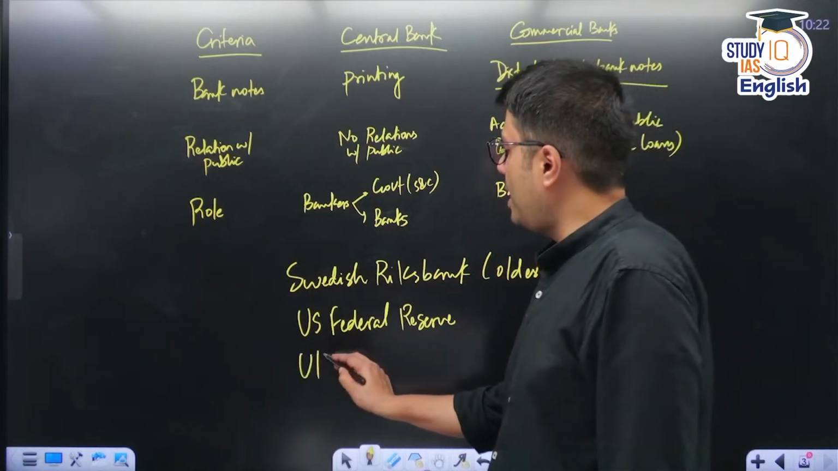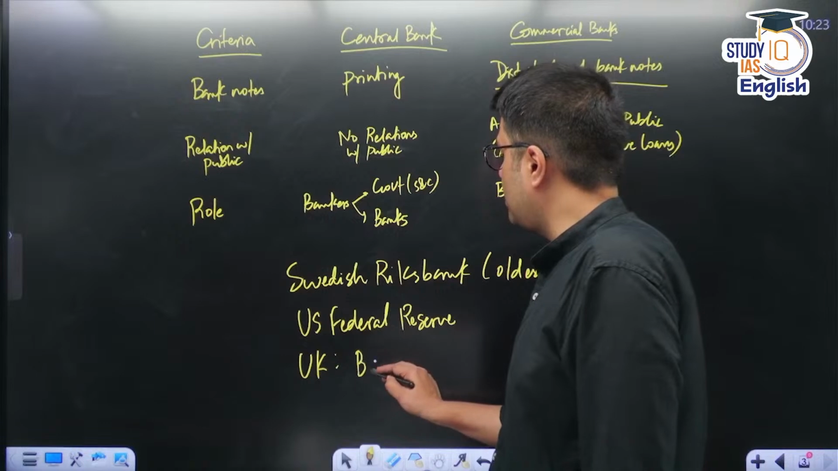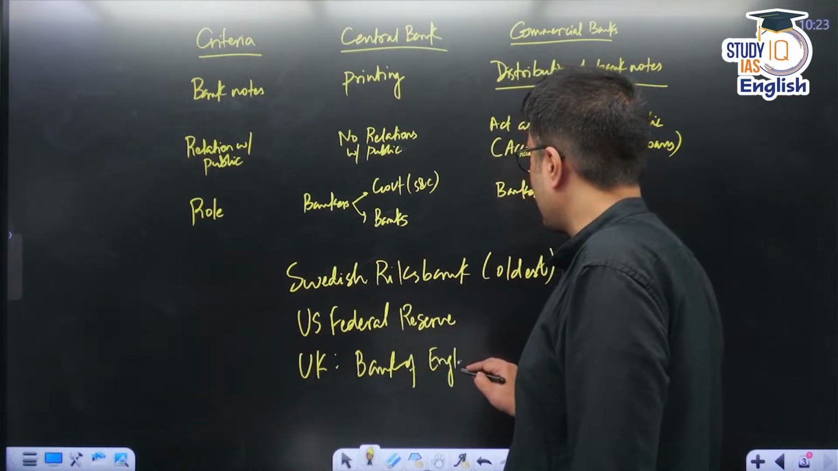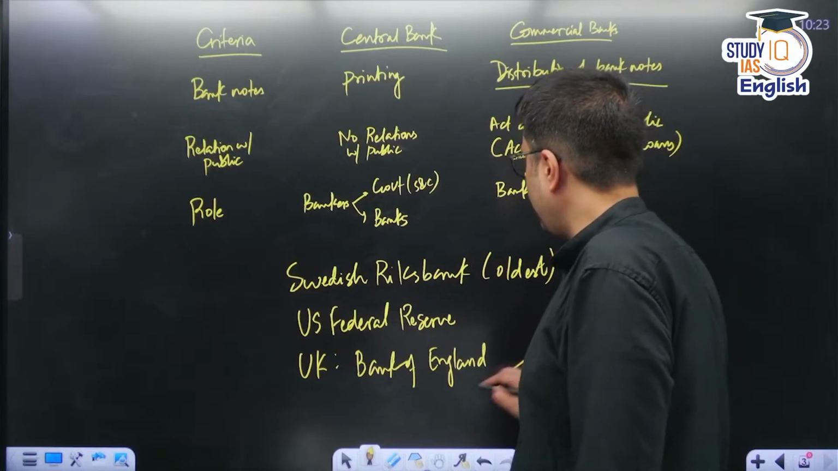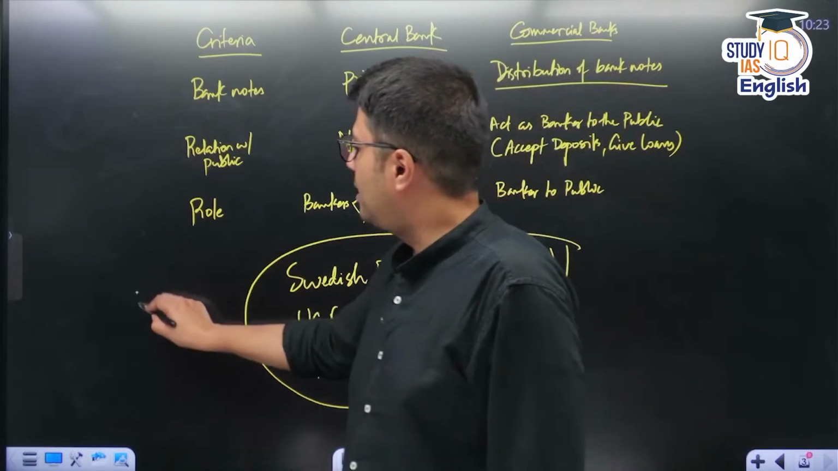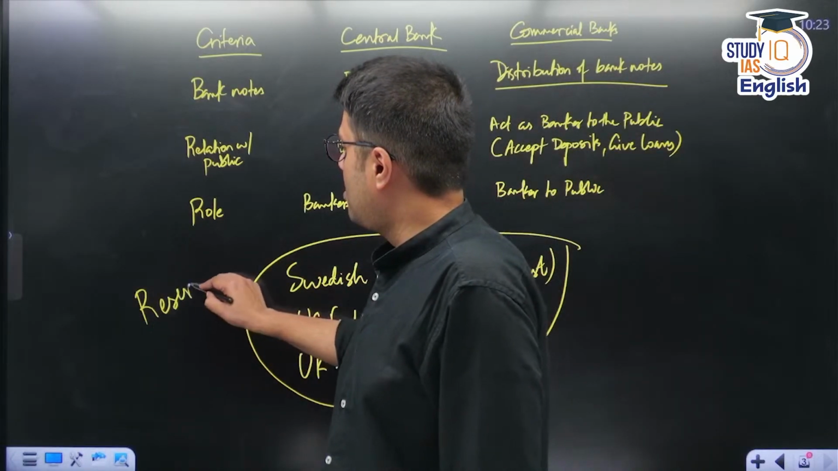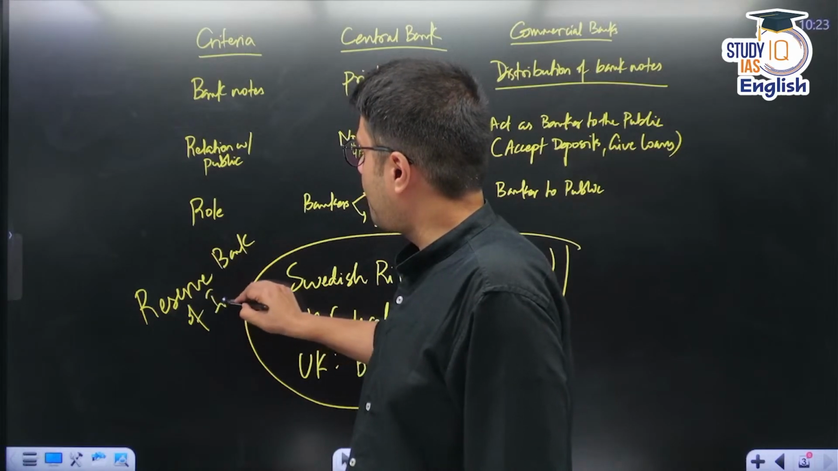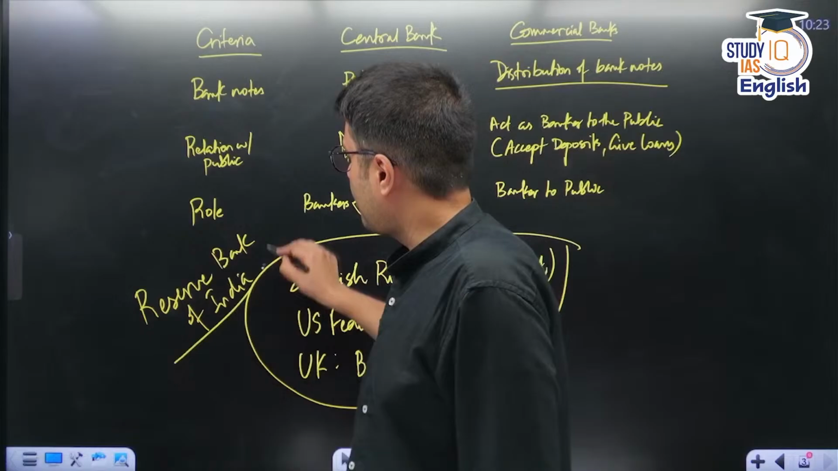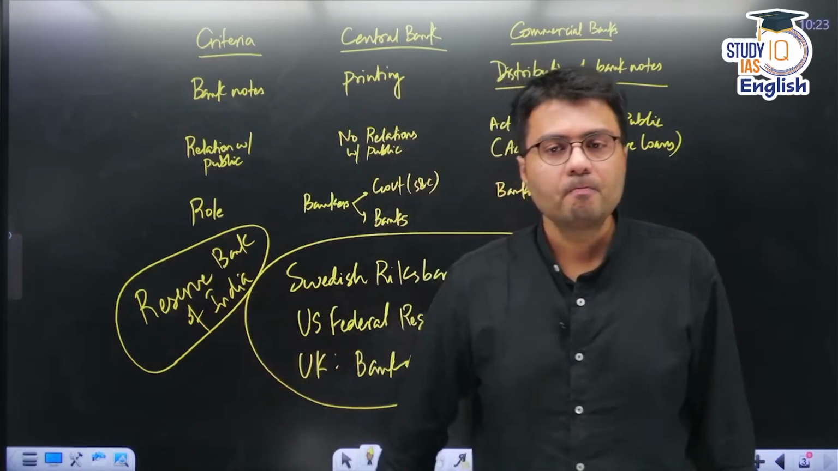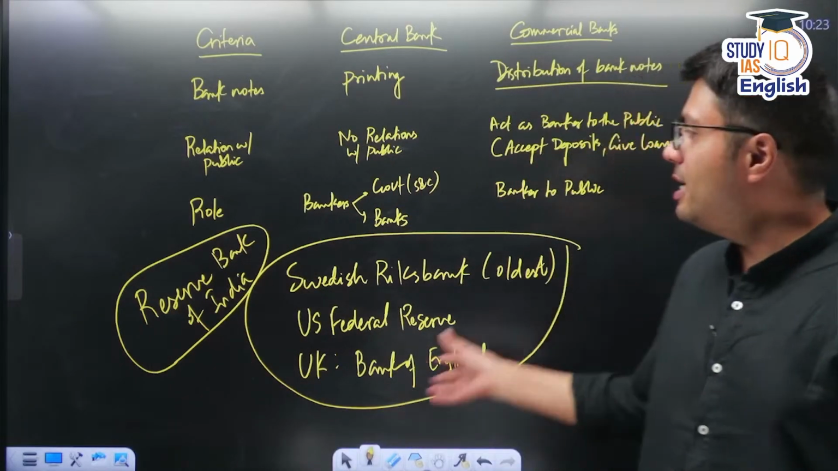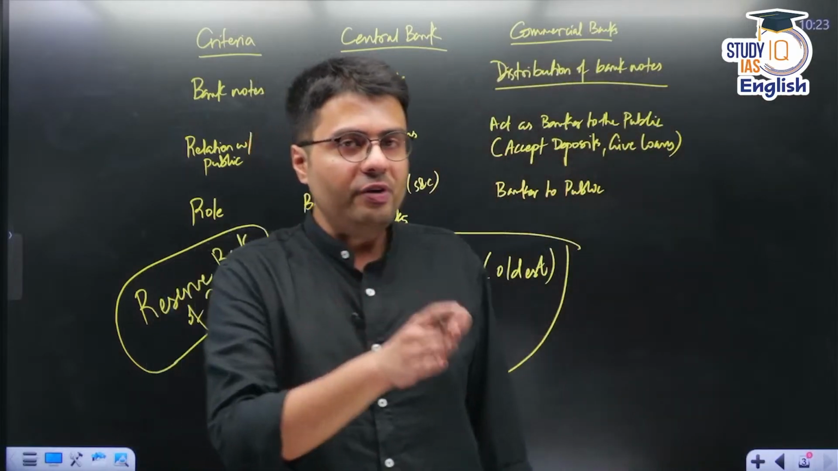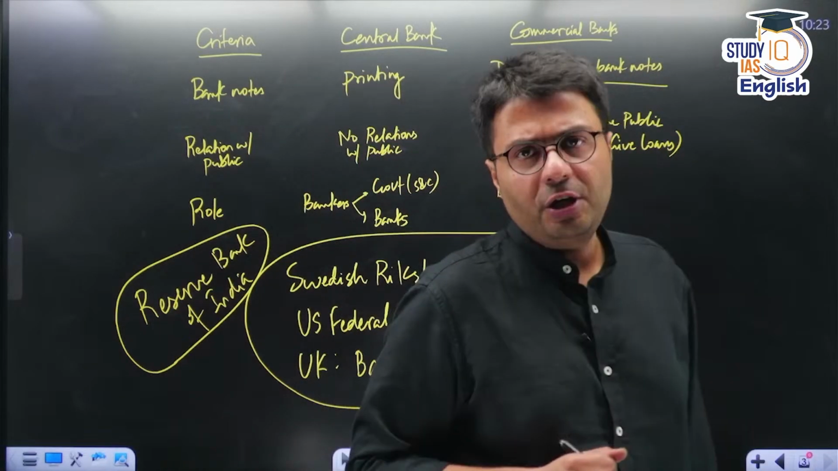Similarly, in case of UK, the central bank is called Bank of England. And no points in guessing which is India's central bank. It is the Reserve Bank of India. Understood? So these are the fundamental differences between commercial bank and central bank. I hope each and every difference between these two kinds of institutions is covered.